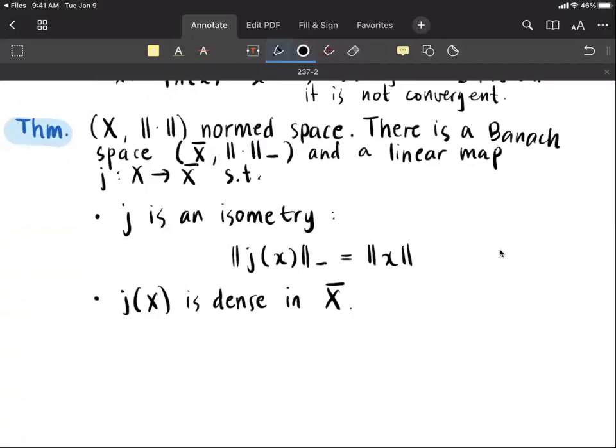So X bar with the following norm, and a linear map J from X to X bar in such a way that J is an isometry. So for J of x, the norm of the image is the norm of the pre-image. And this J(X) is dense in X bar.